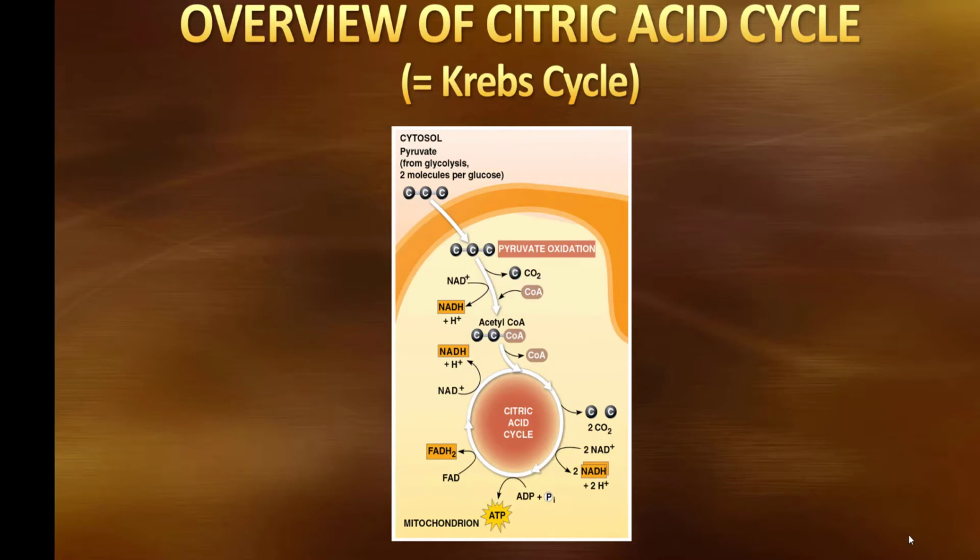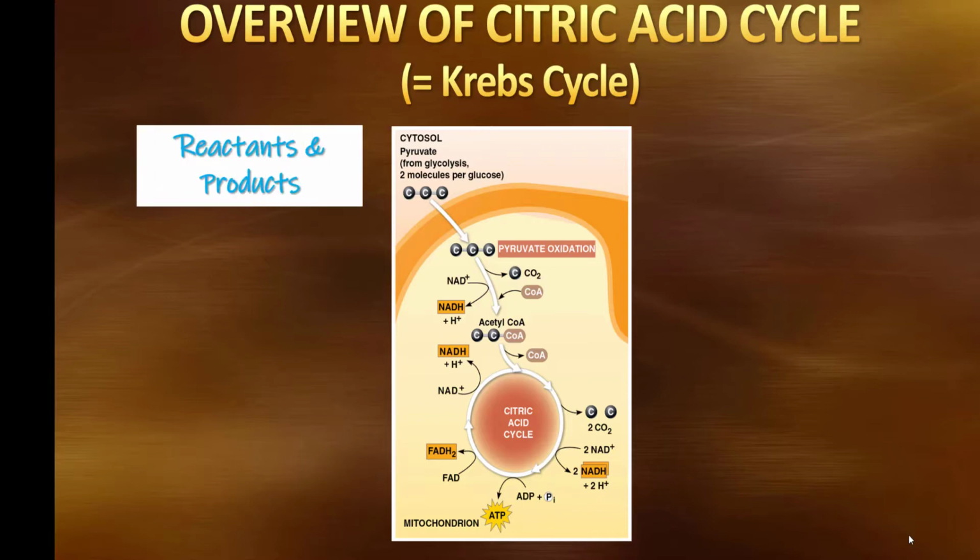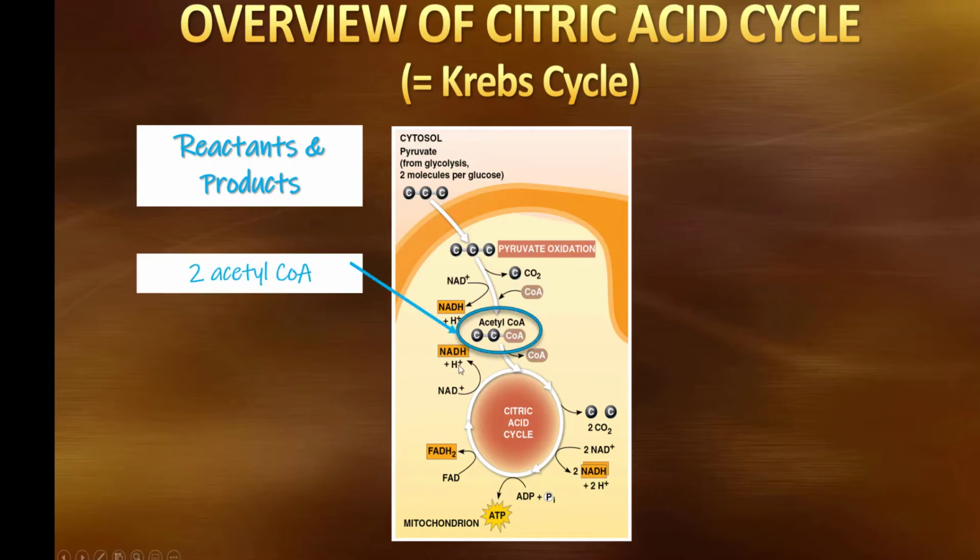This is also sometimes called the Krebs cycle from the person who named it, and it's sometimes also called the TCA or tricarboxylic acid cycle, but more commonly now it's referred to as the citric acid cycle. In the citric acid cycle, we'll first take a look at the reactants and the products in terms of the molecules, and then we'll look at the energy. We have 2 acetyl-CoA that we got from breaking down our 2 pyruvates.